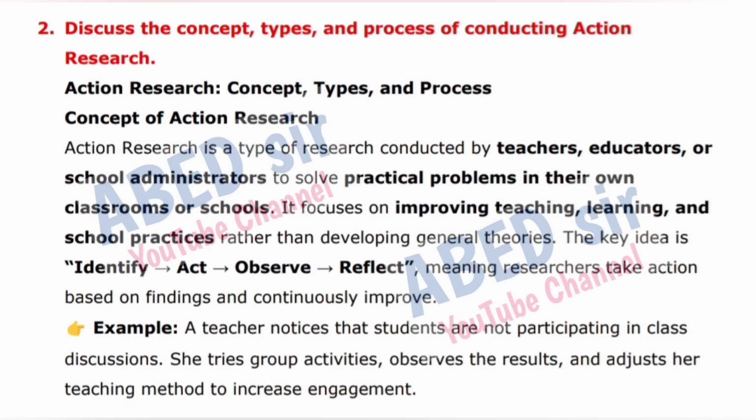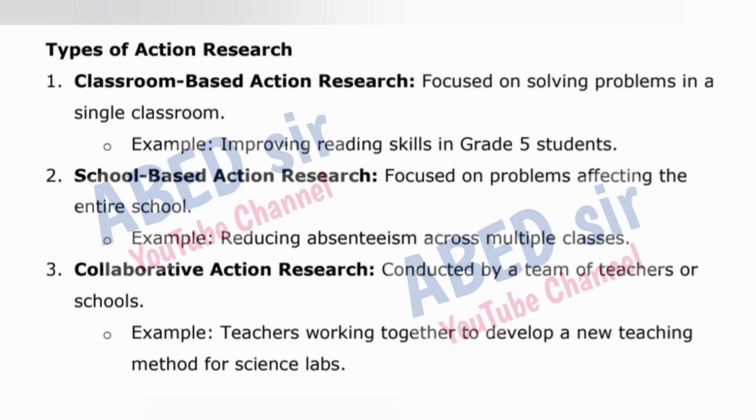Example, a teacher notices that students are not participating in class discussions. She tries group activities, observes the results, and adjusts her teaching method to increase engagement. Types of action research. 1. Classroom-based action research, focused on solving problems in a single classroom. Example, improving reading skills in grade 5 students.